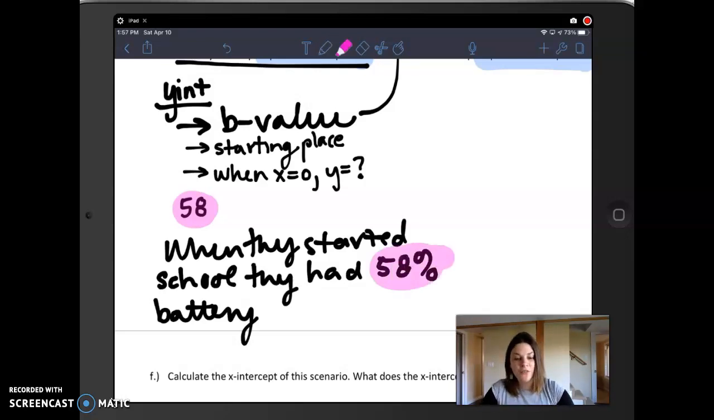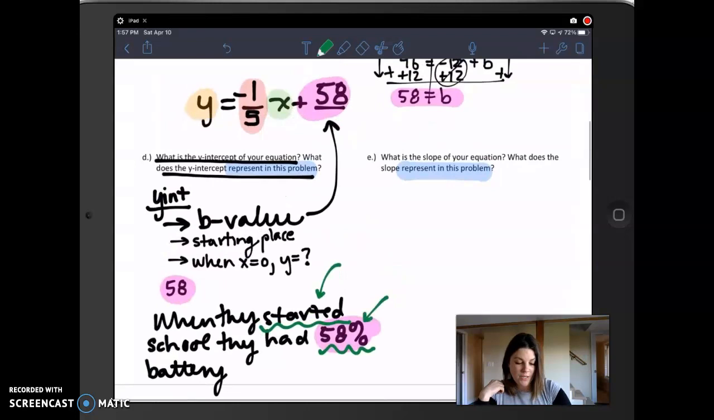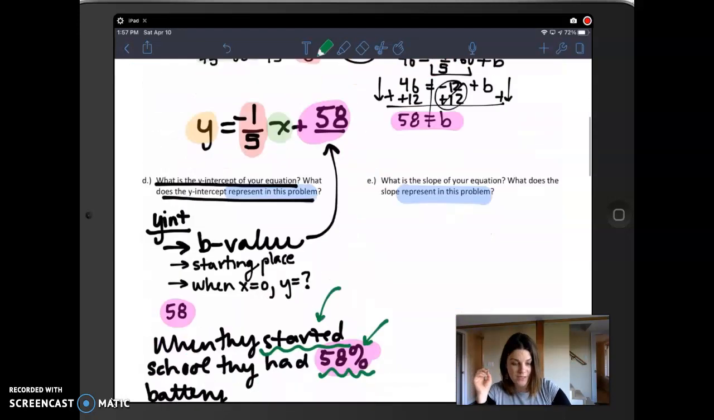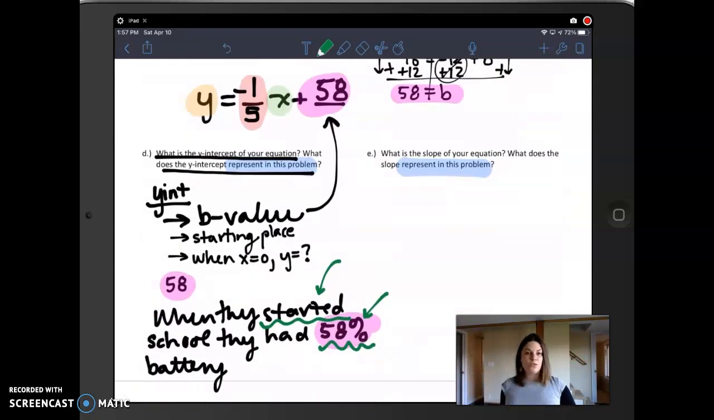So in order to get full credit for this question, I'm going to show you what you need to make sure you say. You need to have something about starting, okay? You need to understand that the 58 represents something about when you started, and you need to have the unit for the y value. And you can go up here if you forget and realize that your y value, the coordinate, represents a percent. So those are the two things you need to have about the y-intercept in order to get it correct. So make sure you're taking all the notes, writing all that down. You need to have all that written down in order to get full credit for your notes. All right, let's go on to the next one.